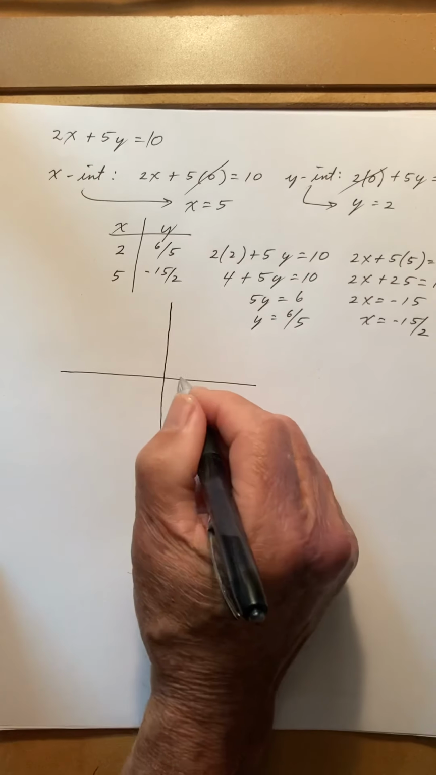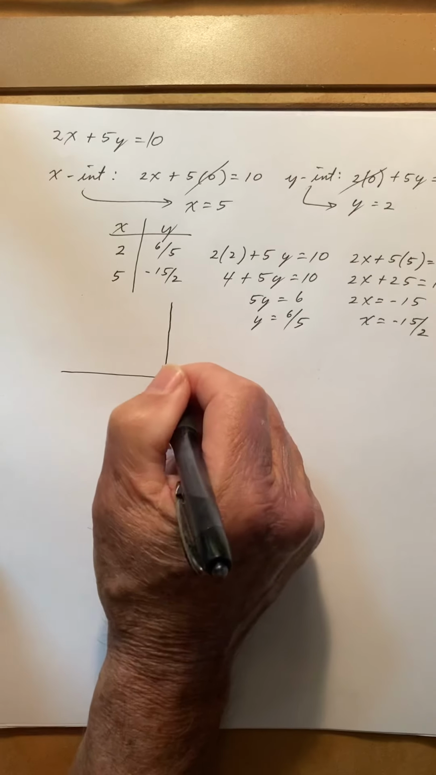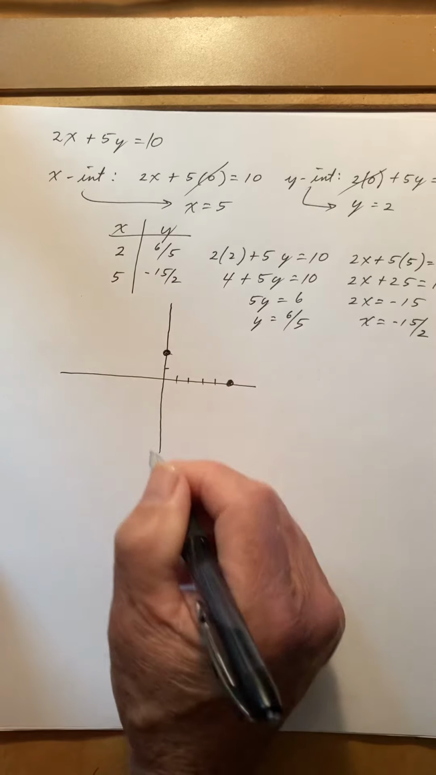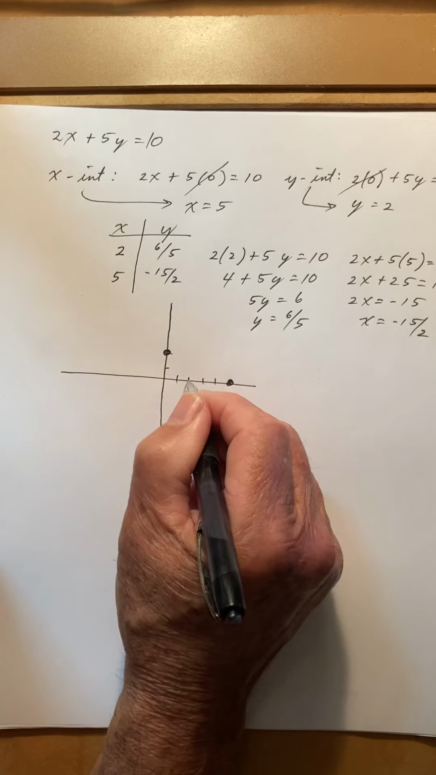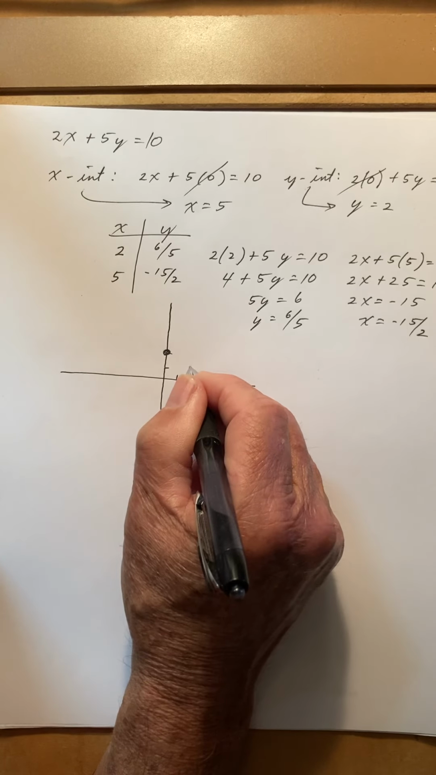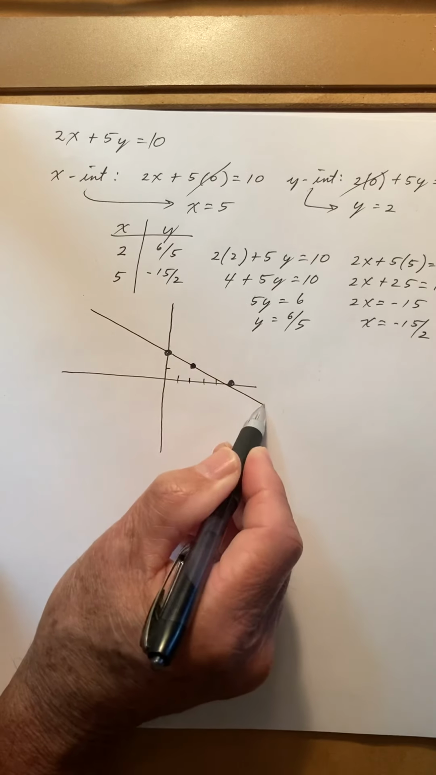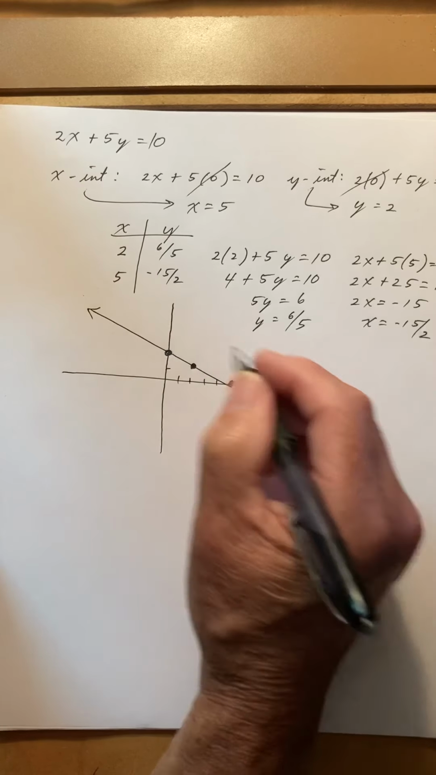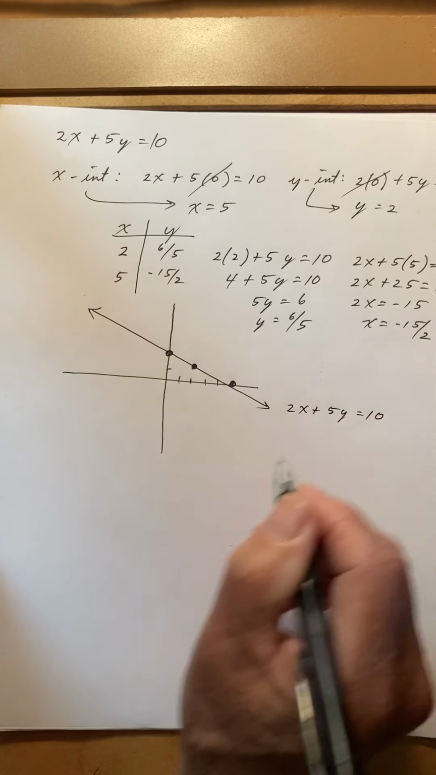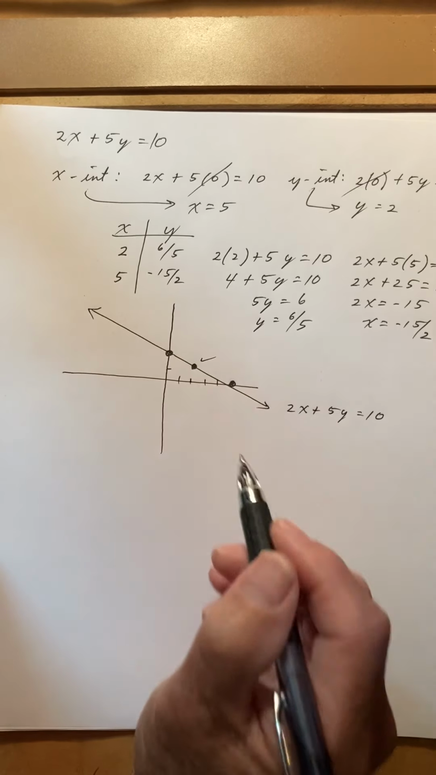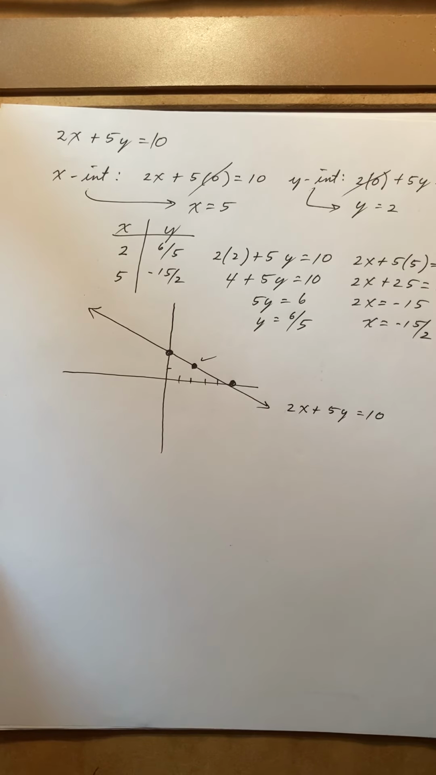We put x equals 5, 1, 2, 3, 4, 5. That's your x-intercept. Y equals 2, 1, 2 for your y-intercept. And then I'll put in 2 and 1 1/5, which would be about right there. And I'll connect those 3 and label it 2x plus 5y equals 10. So on this particular point, we had to kind of estimate, but that's okay. It turned out to be in a straight line like we wanted.